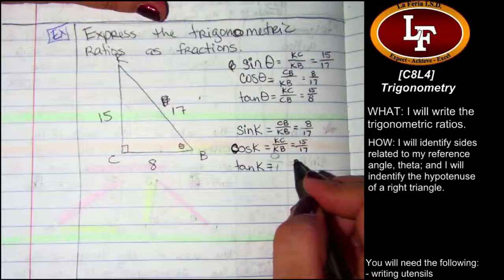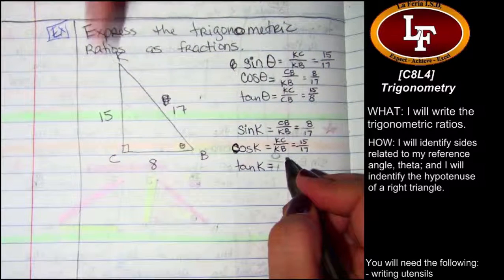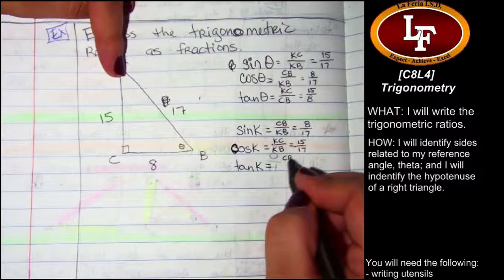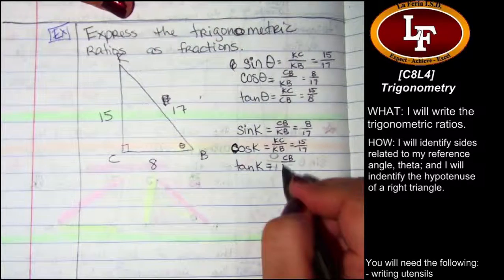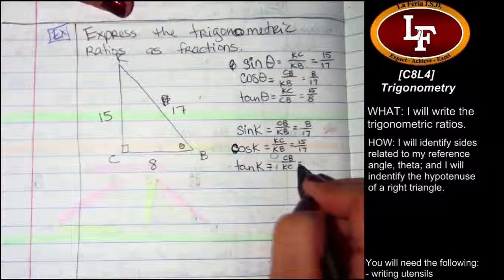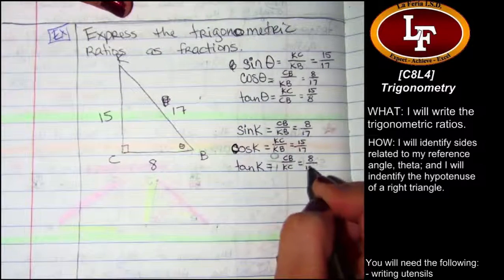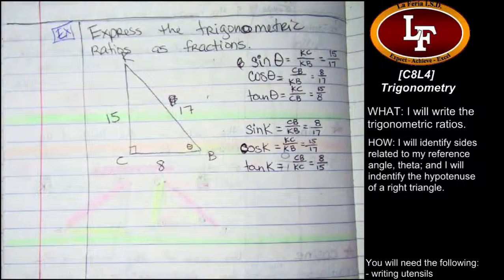And last but not least, what is the tangent of angle K? Opposite from this one, CB. CB is opposite angle K. Adjacent to angle K is KC. Remember, on the adjacent, do not pick the hypotenuse. And there it is.